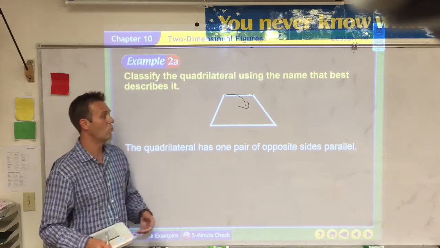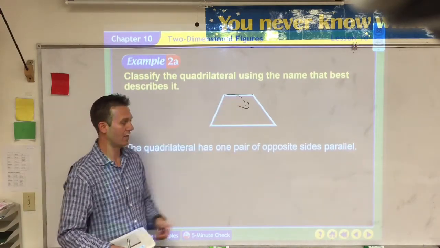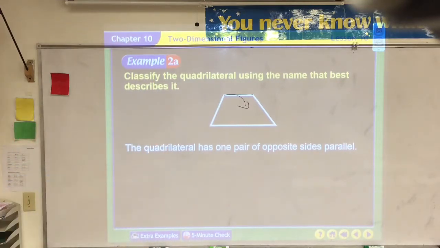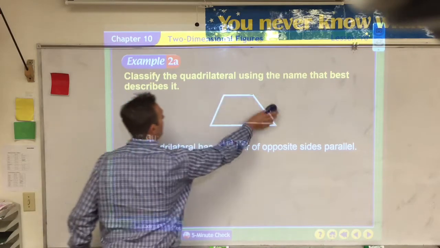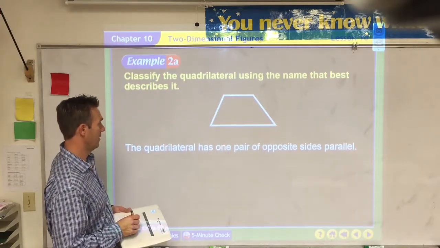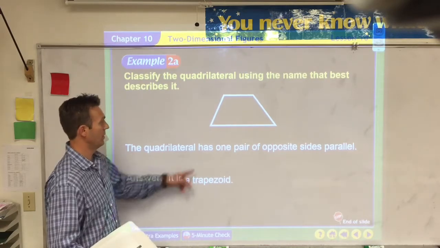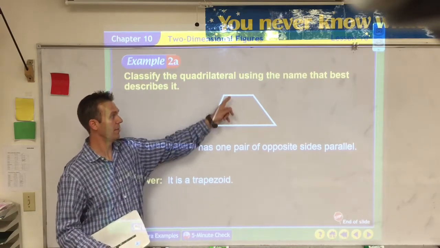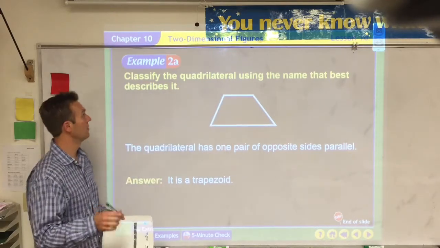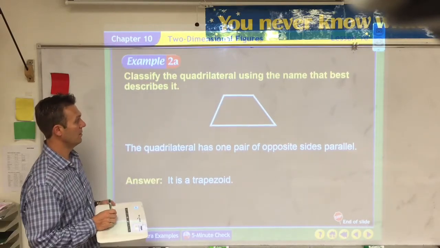The quadrilateral has one pair of opposite sides that are parallel. And it has a little trap door on the top there. So that's how you can remember that it's a trapezoid. These sides are not parallel, but the top and the bottom ones are. So draw that one. The next one that you need to know is here.